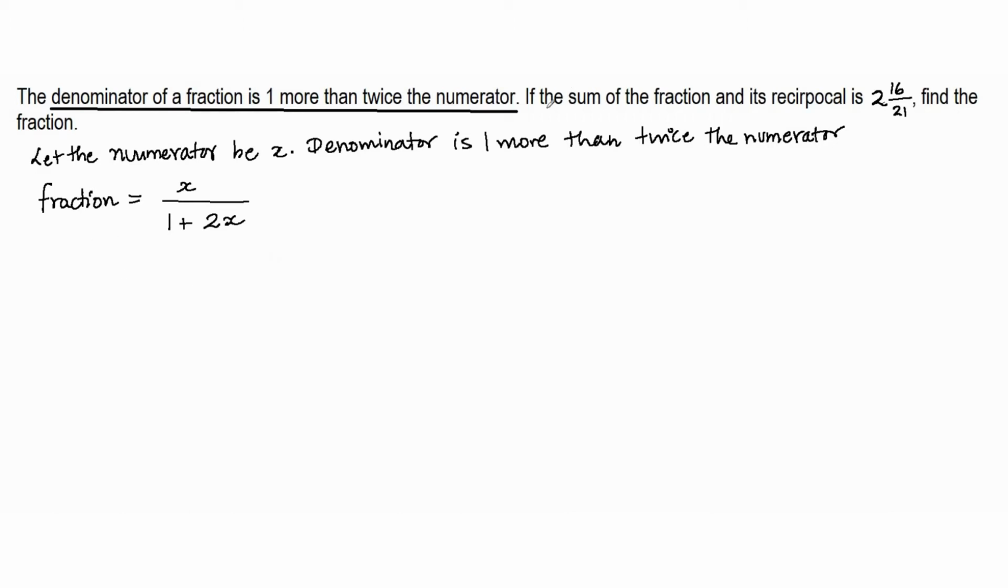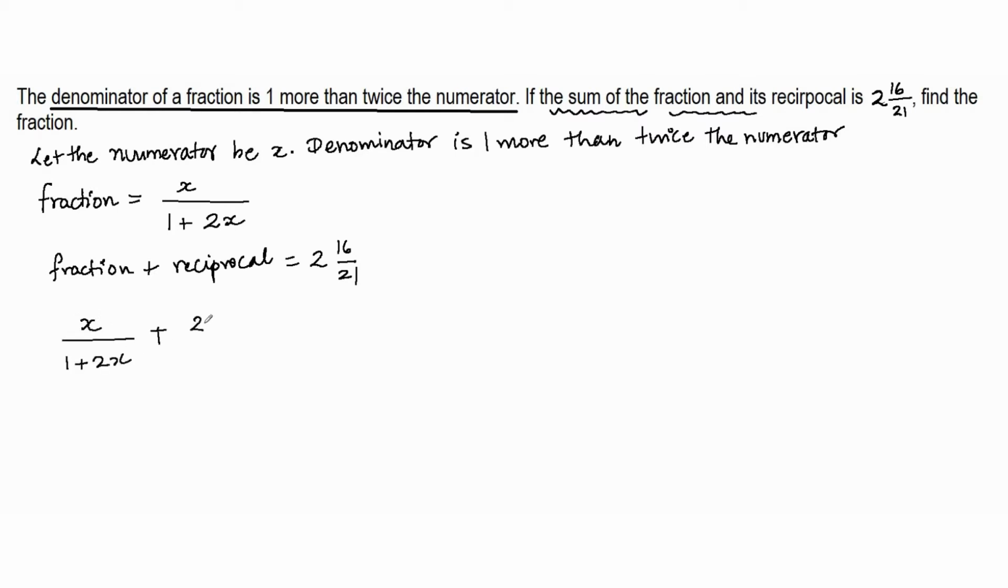And now it is given that the sum of the fraction and its reciprocal. So I have to add the fraction along with its reciprocal, and this addition should be equal to 216/21. Now the fraction is x upon 1 plus 2x and the reciprocal is (2x plus 1) upon x. This equals 216/21, right? And therefore I can now find the LCM.